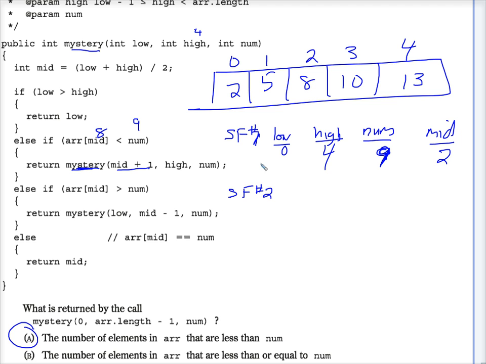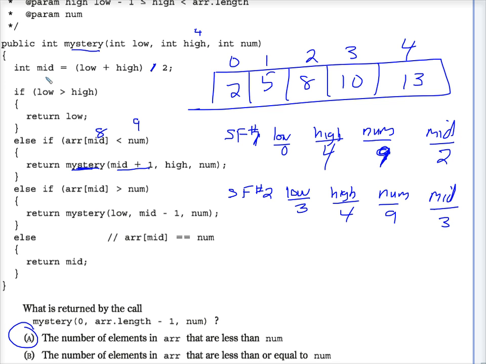This mid, 2, plus 1 is 3, and it's the first parameter, so it plugs in for low. So in stack frame number 2, low would be 3. High remains the same value that it was up in stack frame 1, and num also stays the same. Now that we're executing in stack frame number 2, we reevaluate mid. Mid is whatever (low + high) divided by 2 is. 3 plus 4 is 7. 7 divided by 2 is 3. Don't say 3.5. It's integer division here, 3.